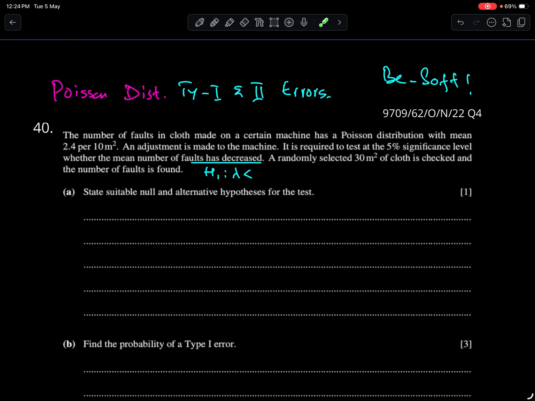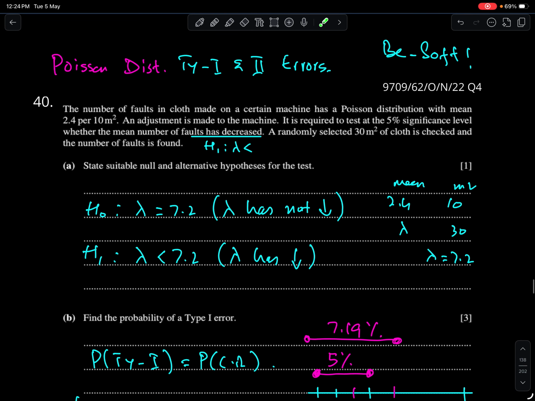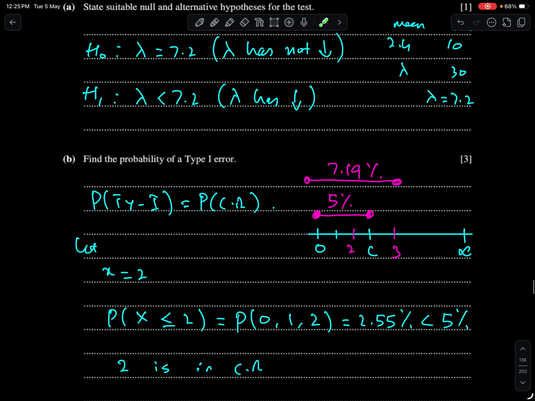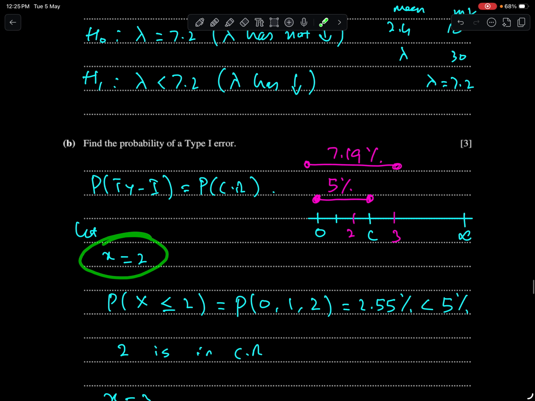The number of faults in cloth made by a certain machine has a Poisson distribution, 2.4 per 10 meter square. It has decreased at 5%. So lambda is less than, and get the correct value for 30 meters square. Now find the probability of type 1. Probability of type 1 in discrete is the probability of the critical region, and we find the critical region with the help of the trial and error method. So let's try with 2.